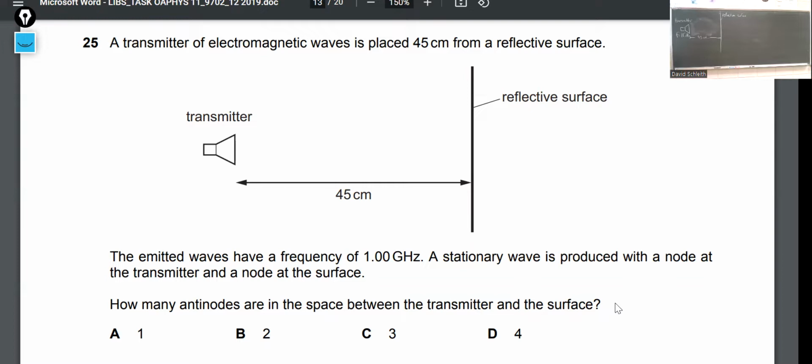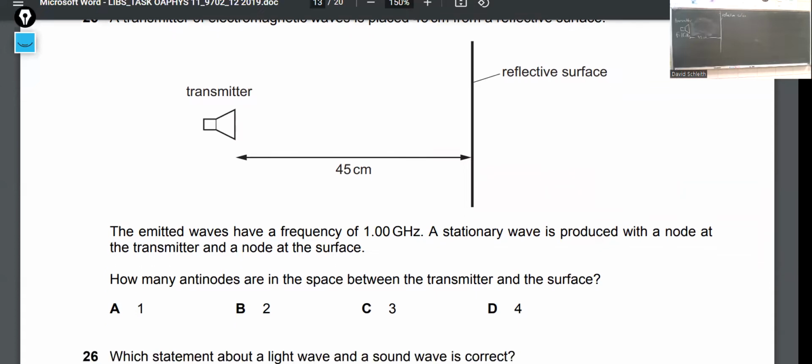A transmitter of electromagnetic waves is placed 45 centimeters from a reflective surface. The emitted waves have a frequency of 1.00 gigahertz. A stationary wave is produced with a node at the transmitter and a node at the surface. And the question that we want to solve: how many antinodes are in the space between the transmitter and the surface? 1, 2, 3, or 4.